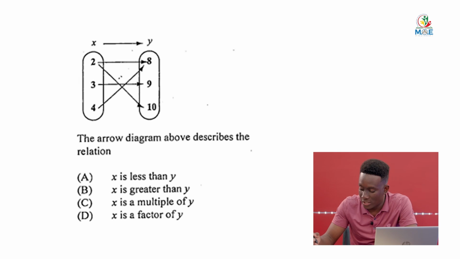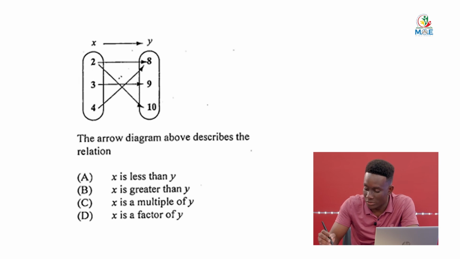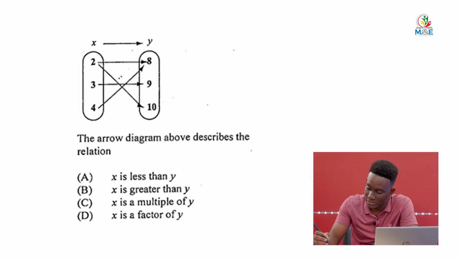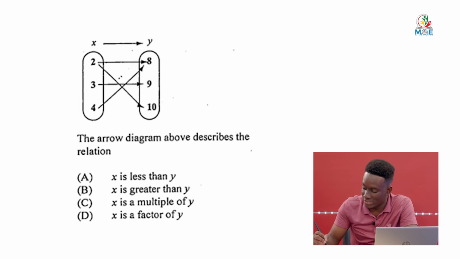The next one says, the arrow diagram above describes the relation. So we have an arrow diagram going on here. We see this 2 goes on to the 8. We see this 3 maps on to the 9. We see this 4 maps on to 8. And also we see this 2 maps onto 10. So let's see, x is less than y. That is not true, because all of these here are less than this, so this should be mapped onto all of these numbers here. So this is not true.